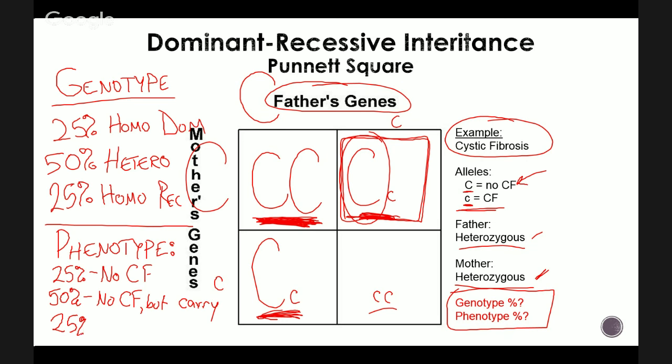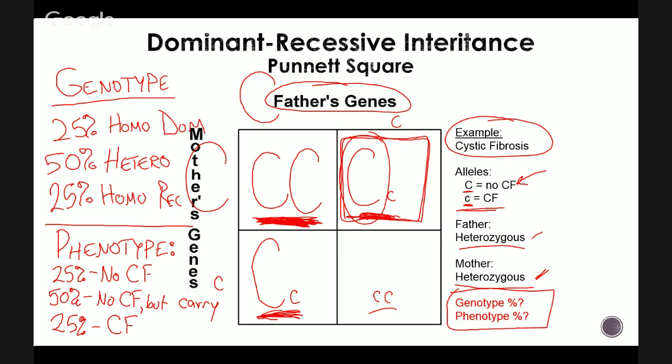25%. So the last 25%, what does that mean? They have it, yes. They have cystic fibrosis. So you could have two parents that don't have cystic fibrosis, yet have an offspring that has cystic fibrosis, because the parents were heterozygous. Correct. Very real life. You could have two parents that don't have cystic fibrosis, and the child has cystic fibrosis.